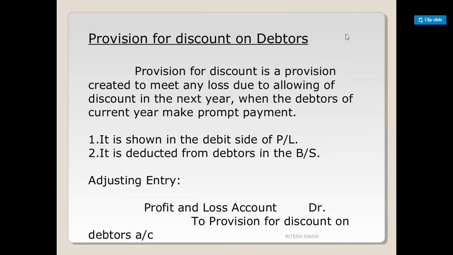Provision for discount on debtors. Provision for discount is a provision created to meet any loss due to allowing of discount in the next year when the debtors of the current year make prompt payment. It has the following effects. It is shown on the debit side of the profit and loss account. It is deducted from the debtors in the balance sheet. The adjusting entry is profit and loss account debited to provision for discount on debtors.